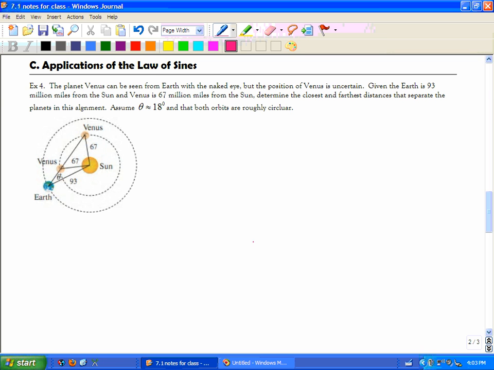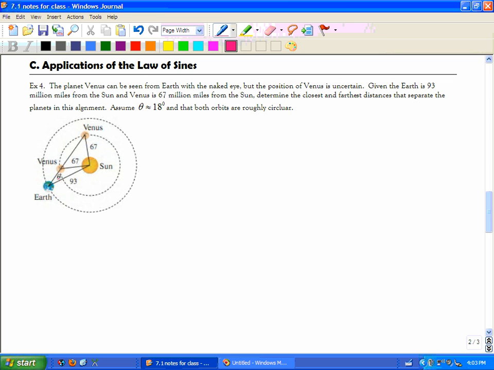For this last part, we have the application of the law of sines. It's just one of the many ways that law of sines is used in the real world. The planet Venus can be seen from Earth with the naked eye, but the position of Venus is uncertain. It could either be in the closer part of its orbit or the further away part in its orbit. If we know that the distance between the Earth and the Sun is 93 million miles, and between Venus and the Sun is 67 million miles, we can determine those two distances.